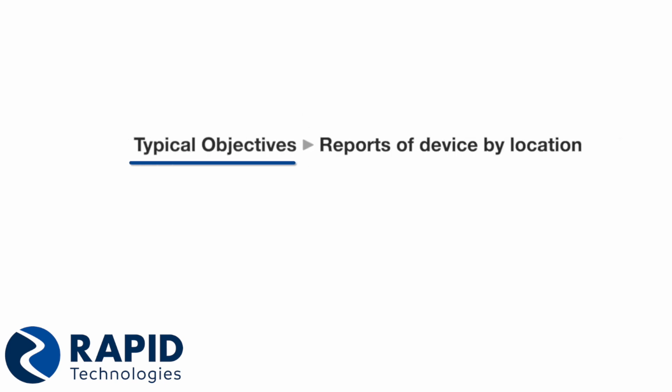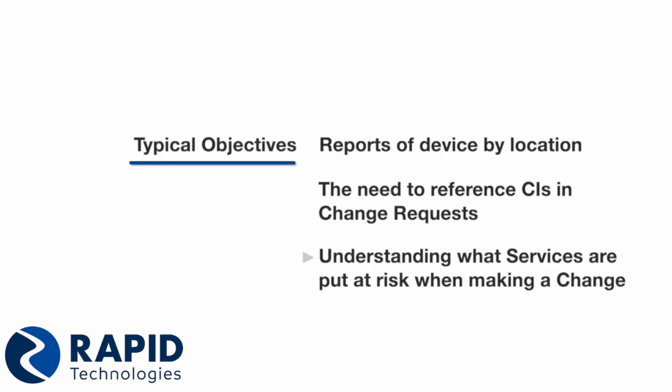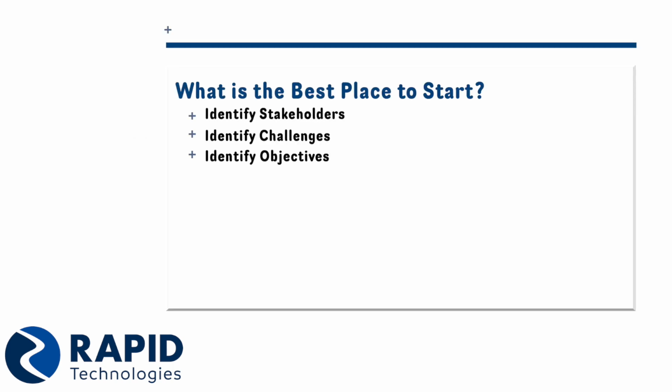Objectives typically include reports of devices by location, or the need to reference CIs in change requests and incidents, or understanding what services are put at risk when planning a change. So basically, the best place to start is to identify the stakeholders and their challenges and objectives.